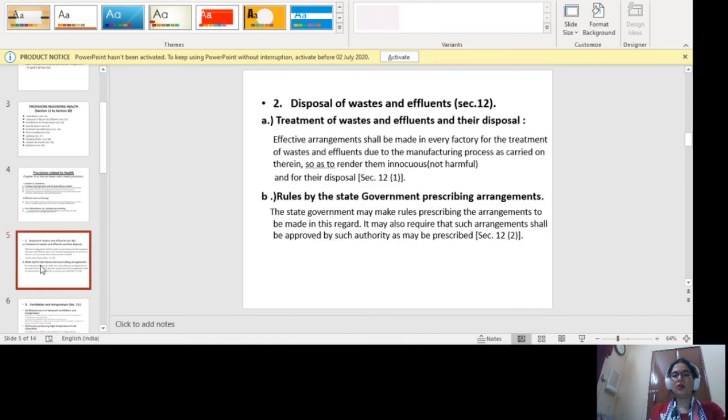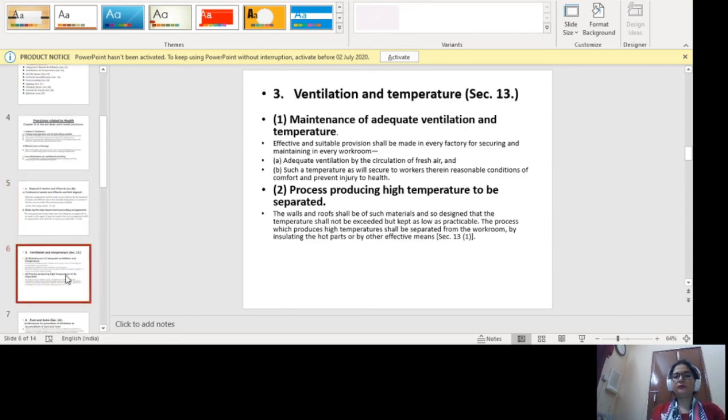Then second is your disposal of waste and effluent. That is, proper treatment of waste and effluent should be there, as well as their proper disposal method should be prescribed. And the state government, if it thinks so, can prescribe more rules related to disposal of waste and effluents in any factory.